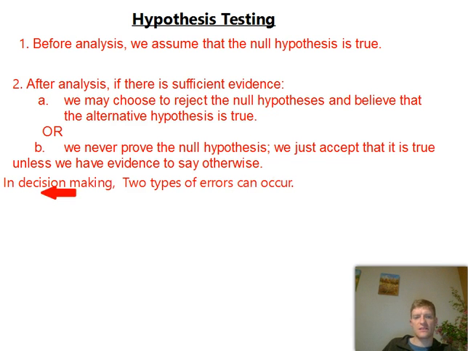Now, when we make decisions on whether we choose to reject the null hypothesis or whether we accept our assumption that the null hypothesis is true, in making those decisions, there's two possible errors that can occur.